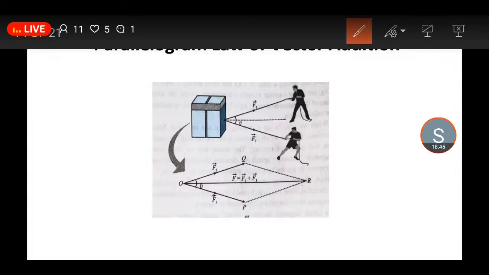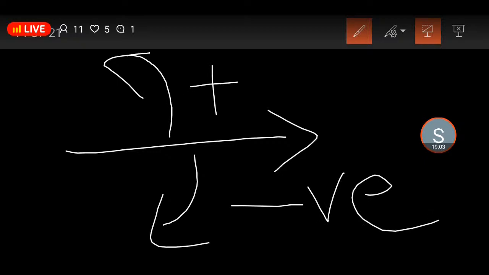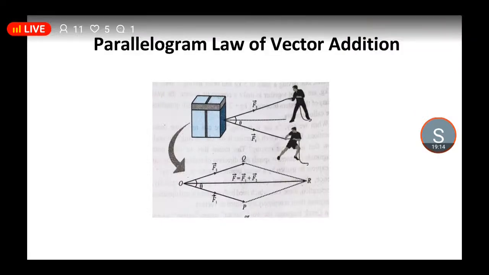And I need to teach you some of the things. This is vector A. If the vectors move like this, it is called the anti-clockwise direction. If the vector moves like this, it is called the clockwise direction. Clockwise is taken as negative, whereas anti-clockwise is taken as positive. This you must remember. You will be taught this type of thing in your maths class. Okay.